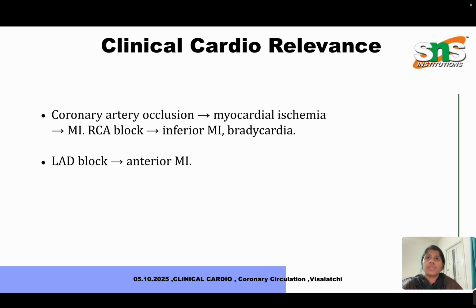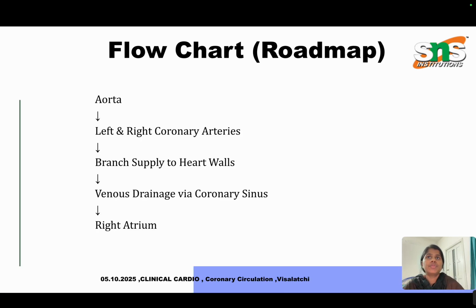The blood flow in the coronary arteries occurs maximally during diastole, not systole. That's why tachycardia reduces coronary perfusion. The flow chart summarizes the pathway. In short, it starts from the aorta. From there it goes to the left and right coronary arteries. Further, their branches supply the entire heart. The venous drainage via the coronary sinus is then directed into the right atrium. A clean understanding of these loops helps doctors interpret ECG changes and identify the area of infarction.